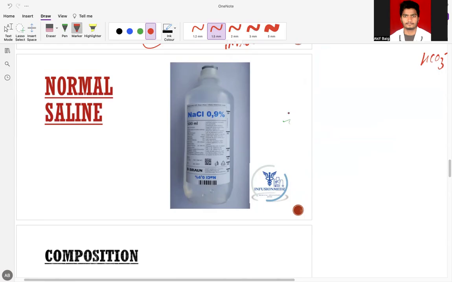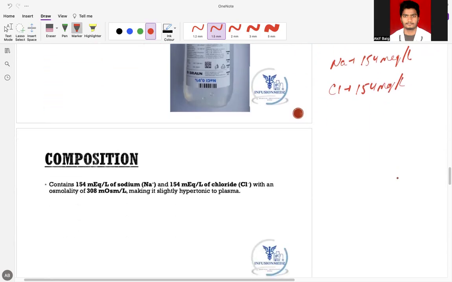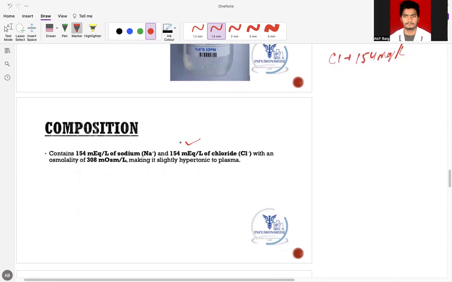So normal saline, we are basically talking about the 0.9% NS, that is 0.9% NaCl. It contains sodium, that is 154 milliequivalents per liter, and chloride of around 154 milliequivalents per liter. So combining 154 and 154, it gives a total of around 308 milliosmoles per liter. And normal osmolality of the plasma is 285 to 295 milliosmoles. So what it means is that the sodium chloride is slightly hypertonic when compared to the plasma.